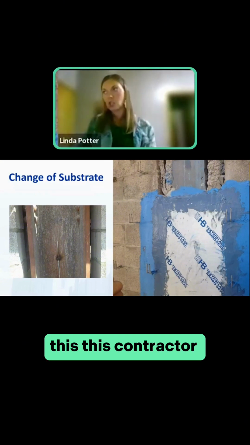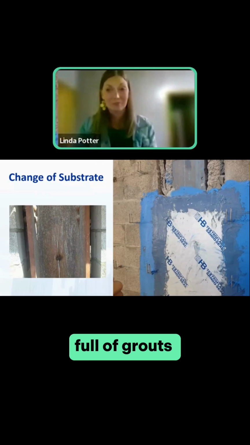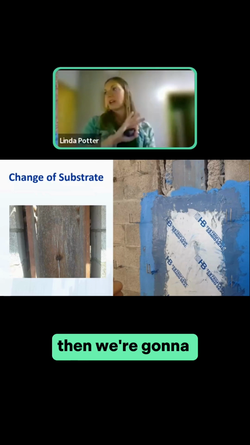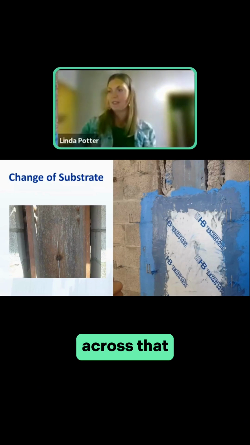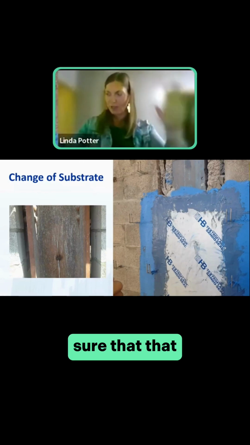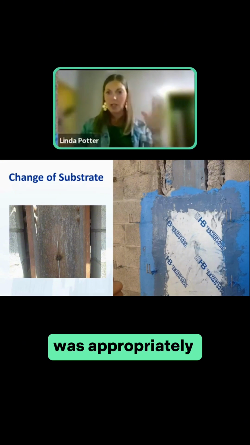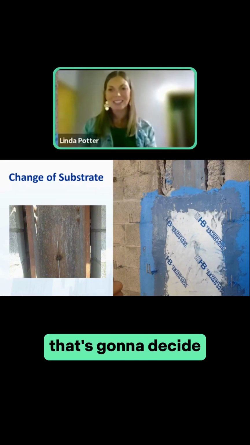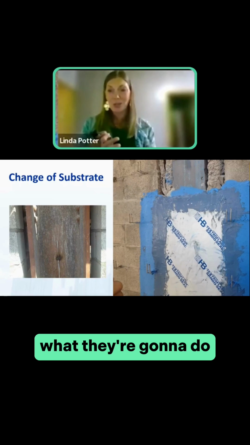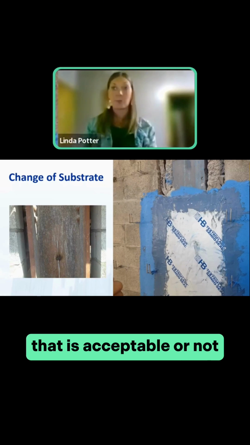This contractor chose to slush it full of grout and wait for that to cure. Then they come back and put transition membrane across that, and then they use some sealant to make sure that transition material was appropriately fixed to it. But it's multiple steps, and you're the one that's going to decide. Have them tell you what they're going to do, and you decide if that is acceptable or not.